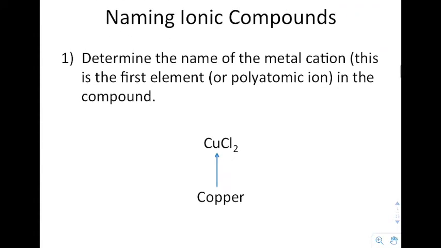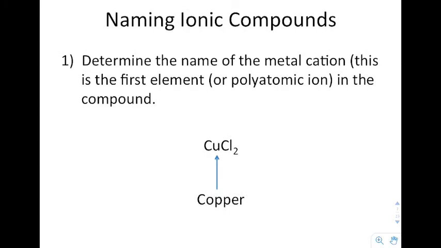So when you write or when you name an ionic compound, the first thing you need to do is determine the metal cation, and that's always first. And in this case, it's copper. So you may not know that Cu is copper, but you have a periodic table. If you look and find Cu on the periodic table, you'll see that it's copper.